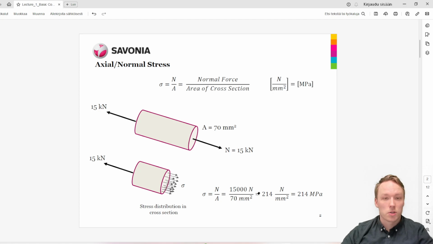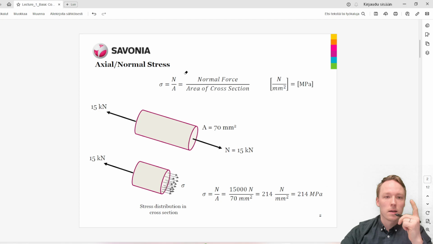Is 214 megapascals a lot or not? Well, if you think that if that material was steel, basic structural steel, S355 for example, the yield strength for S355 would be 355 megapascals. So if that round axle was made out of basic structural steel, it would withstand that load. Okay, so that is the first one.